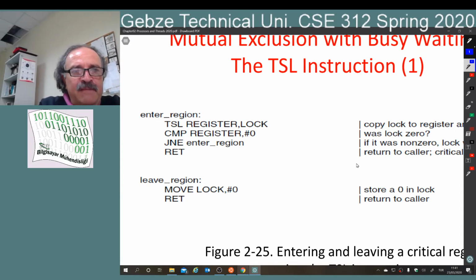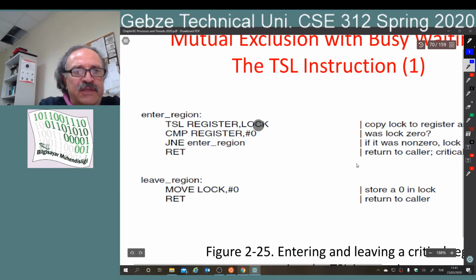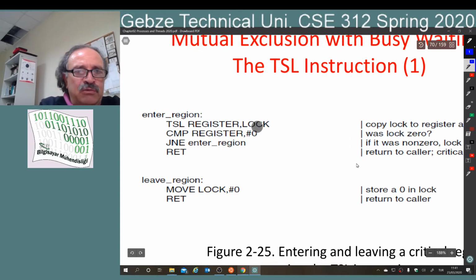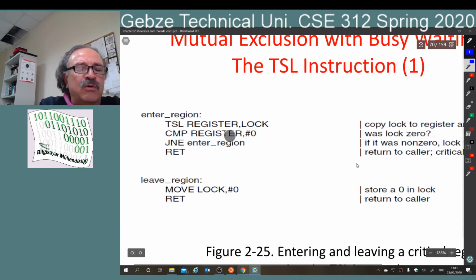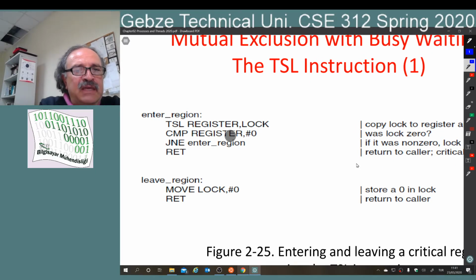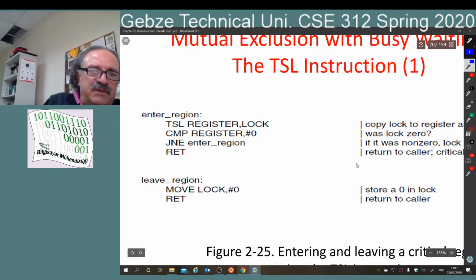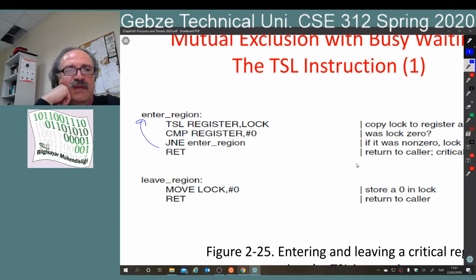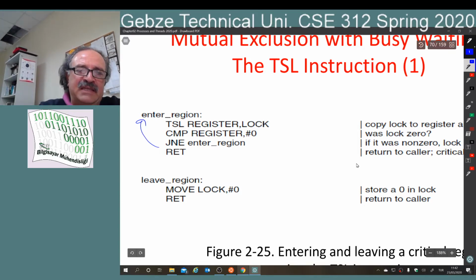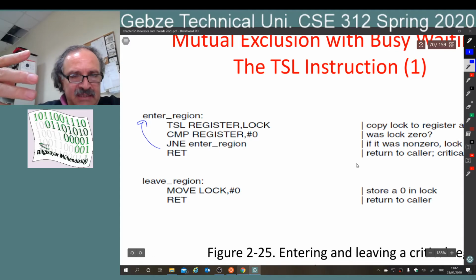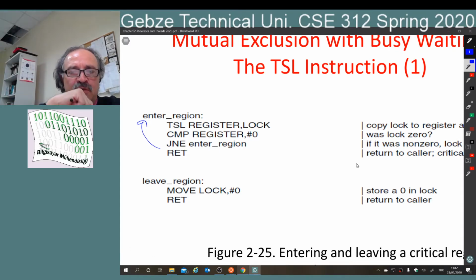It says that, okay, load, copy the contents of lock to this register and put a non-zero to lock, and compare the value of lock against 0. Okay, if not equal, go to enter region. So busy wait happens here. If not equal, that means that if the loaded value from the lock is not 0, then that means that somebody has the lock. It should be 0. I like it to be 0. Okay, if it is not 0, then I will wait.